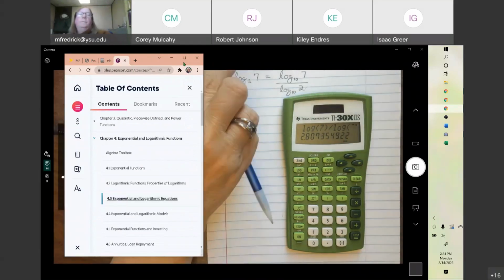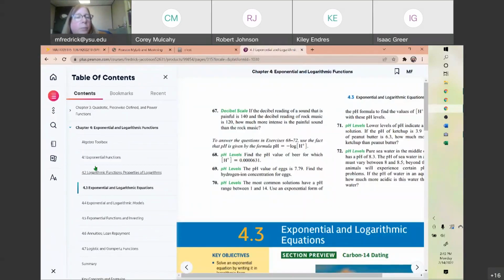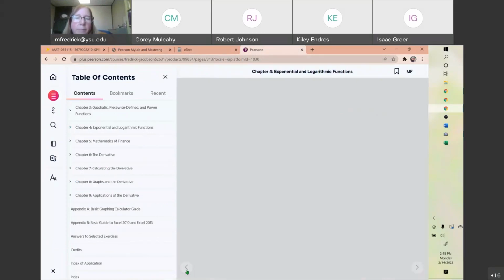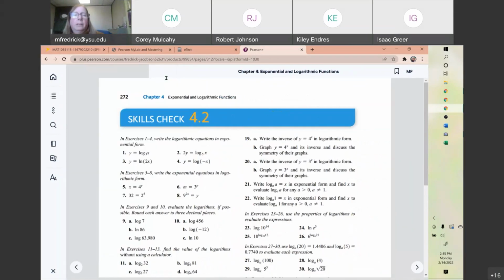When you're trying to get to the problems, like for 4.2, I clicked on 4.3 because 4.3 starts here. Here's 4.2's problems. So then it's easier to get to them. Write the logarithmic equation in exponential form. So these ones you're just rewriting. We'll do a couple, but then we'll do more next class.